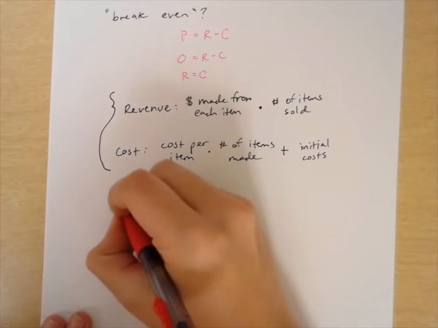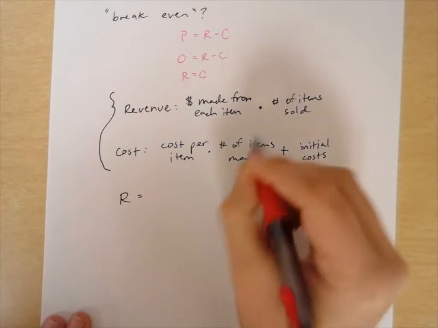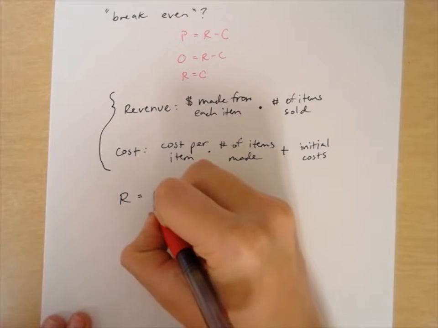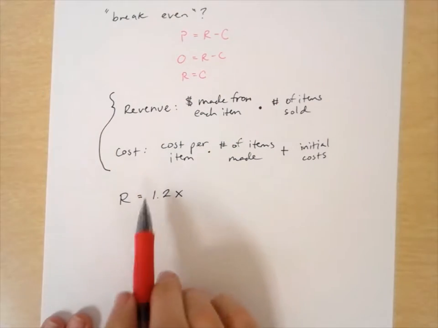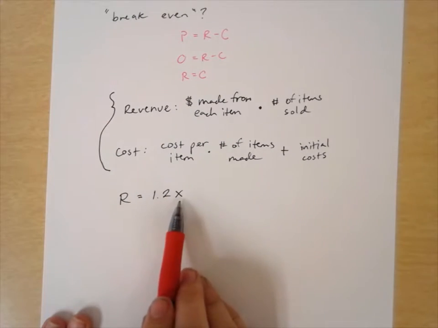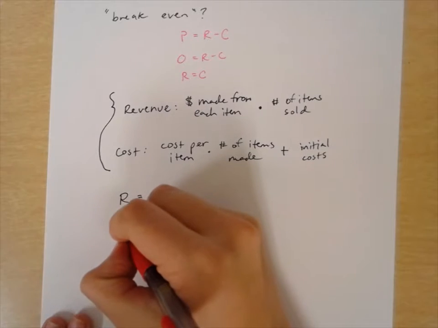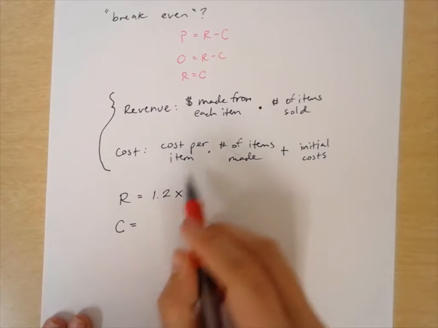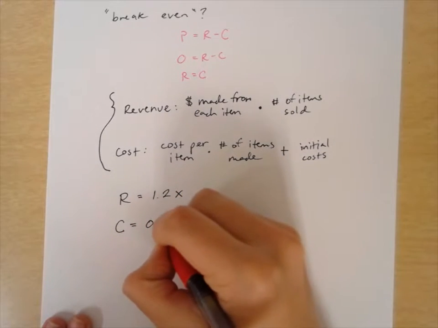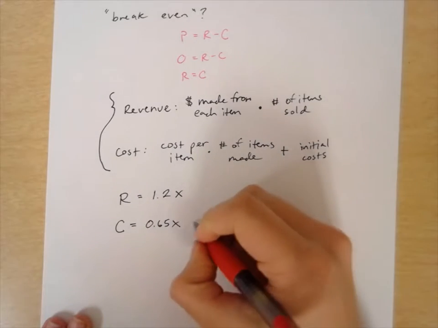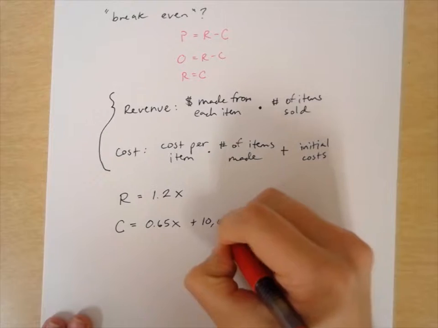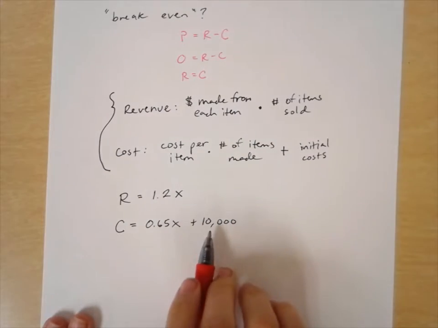Let's set it up as R equals 1.2x, $1.20 for the number of items I don't know. Cost is 65 cents, 0.65, times the number of items I don't know yet, plus how much they spent initially, which was a $10,000 investment.